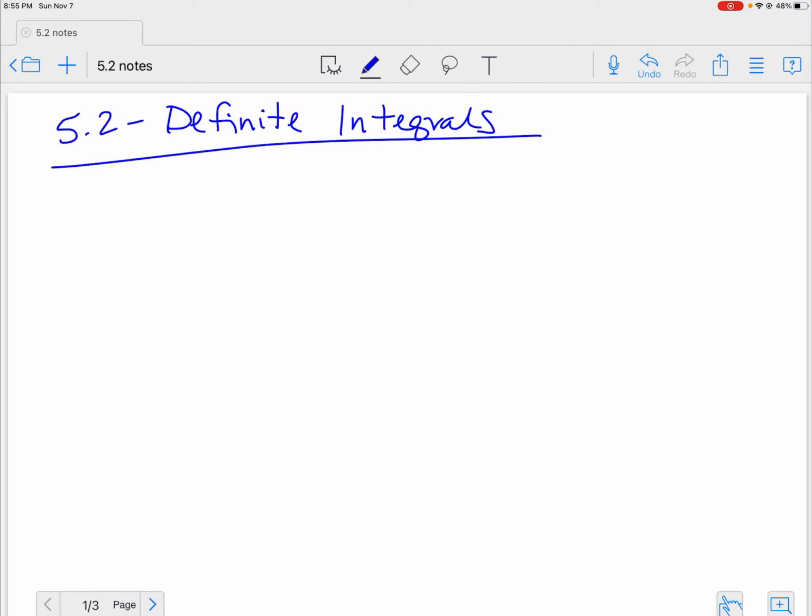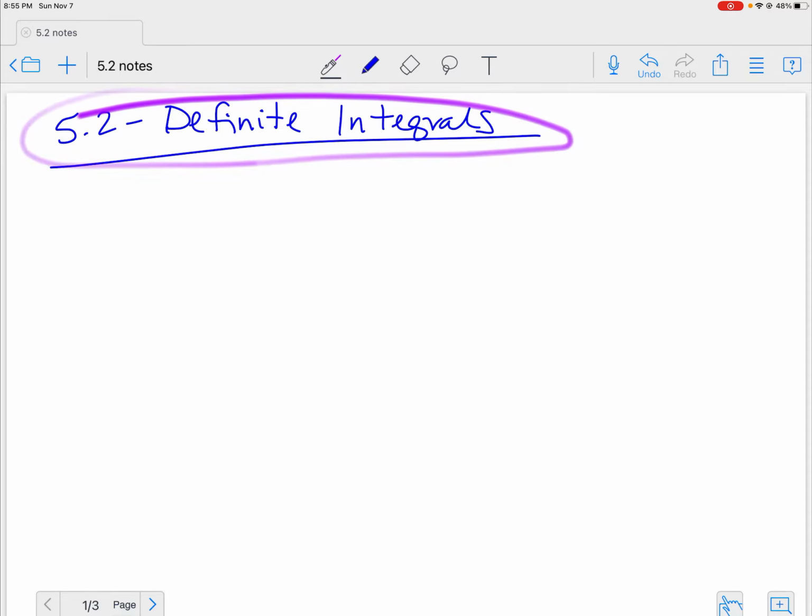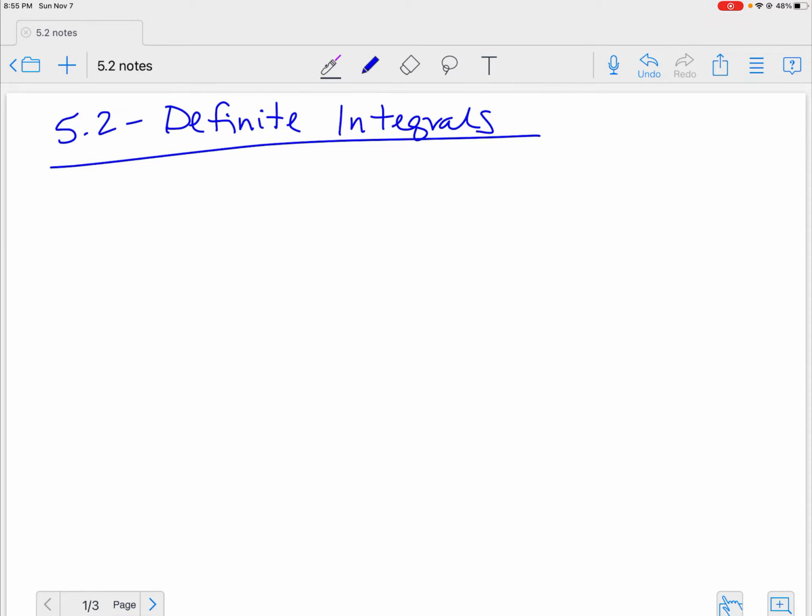Okay, now we talked about finding that area under the curve last time, estimating those with a rectangle. All right, so we're going to build on that. First of all, we're talking about a definite integral. A definite integral means I have bounds. I have specific bounds that I'm looking for, and I'm looking for an integral is the area under the curve. We already talked about that.